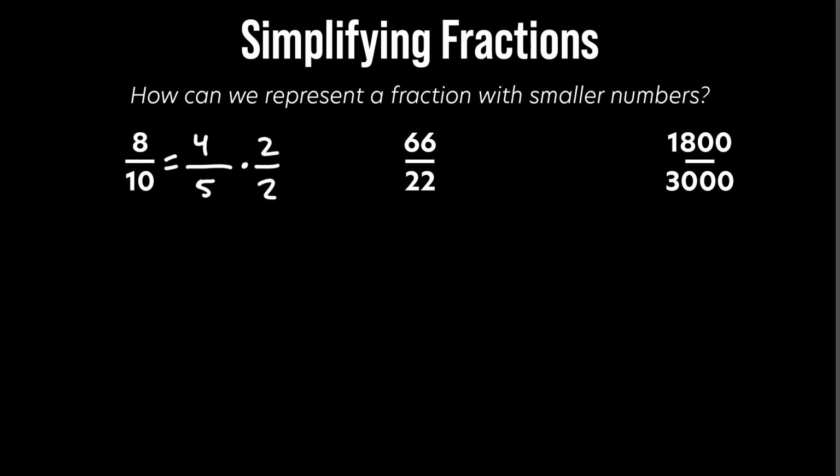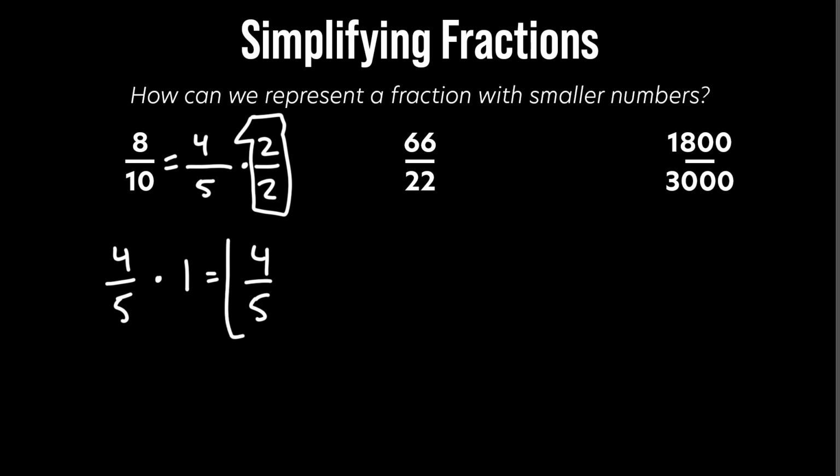So we know that 8 over 10 is equal to 4 over 5 times 2 over 2. And 2 over 2 is just equal to 1. So we can rewrite this as 4 over 5 times 1 equals 4 over 5. And so we know our simplified fraction is 4 over 5. We can't simplify it any further because 4 and 5 do not share any common factors that aren't 1.